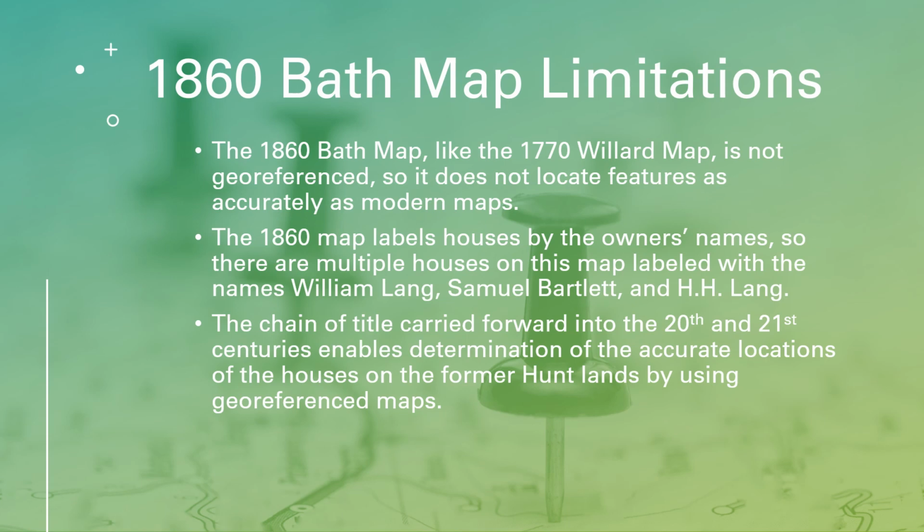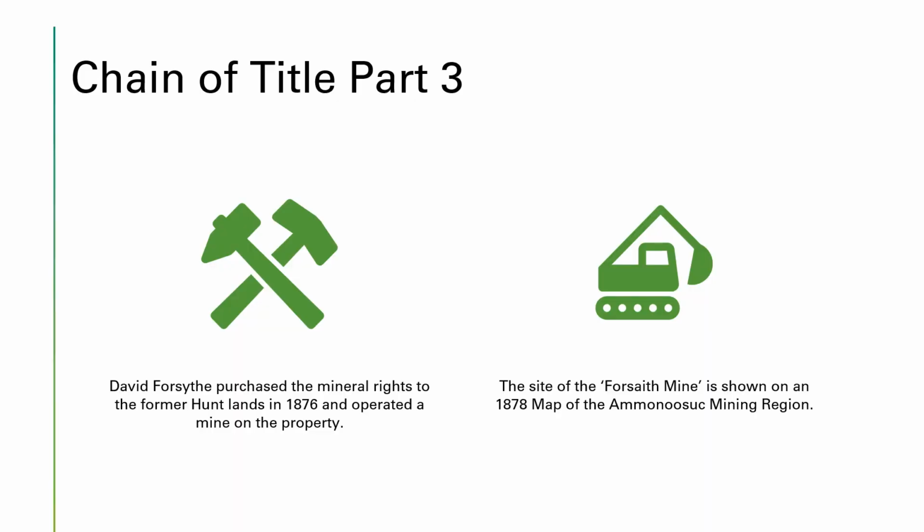So the 1860 Bath map, like the 1770 Willard map, is not georeferenced, so it does not locate features as accurately as modern maps. And the labeling of homes by owners' names, not resident names, means there are multiple houses on this map labeled with names William Lang, Samuel Bartlett, and Henry Lang. The chain of title carried forward into the 20th and 21st centuries will enable determination of the accurate locations of the houses on the former Hunt lands using georeferenced maps.